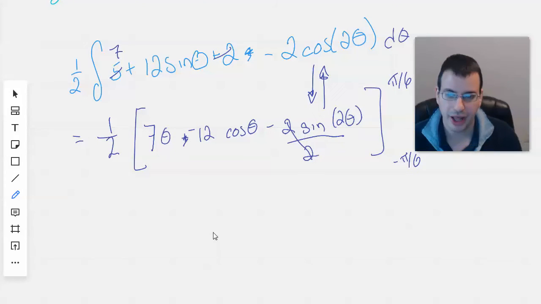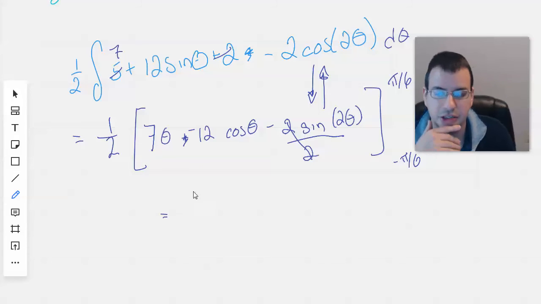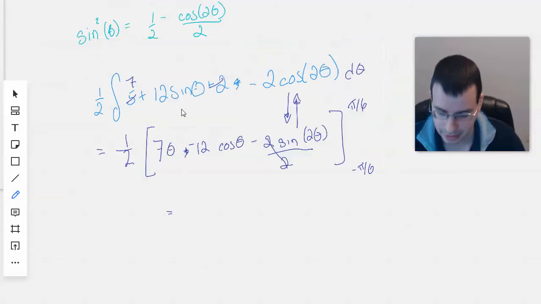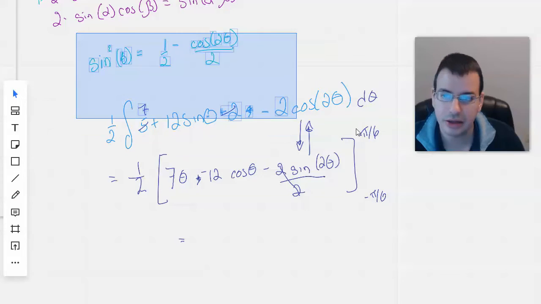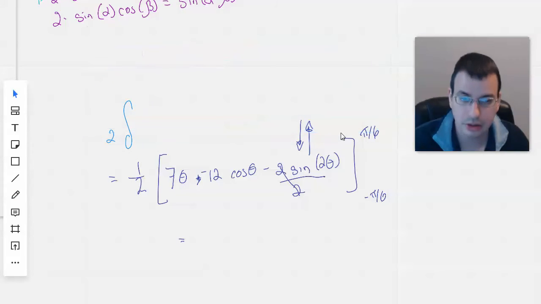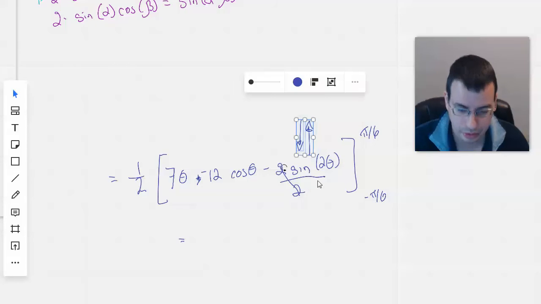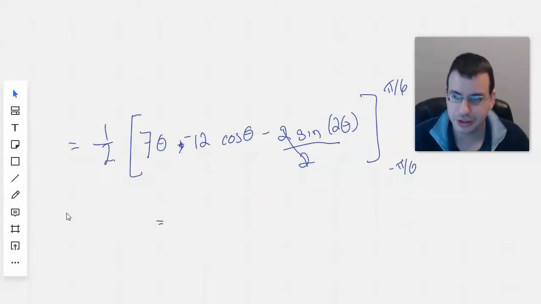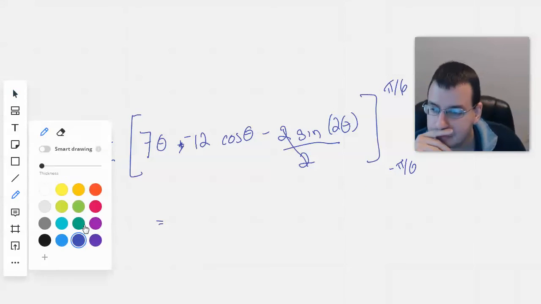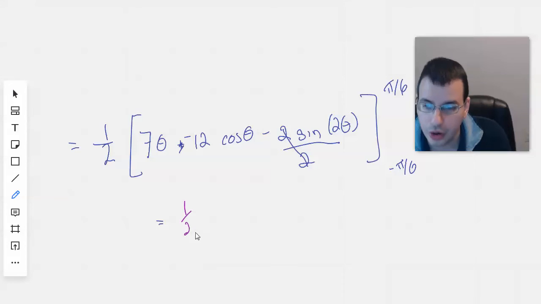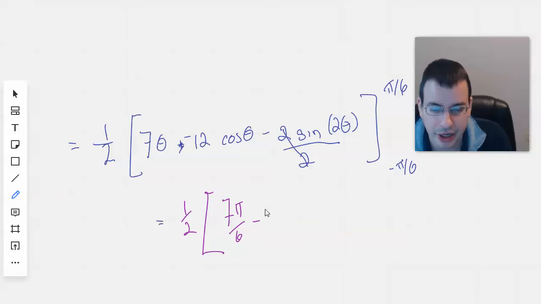And then we'll write out some giant answer. So, clean things up slightly. There we go. And I'll leave the 2s there. Okay. Purple. 1/2 times 7 pi over 6 minus 12.